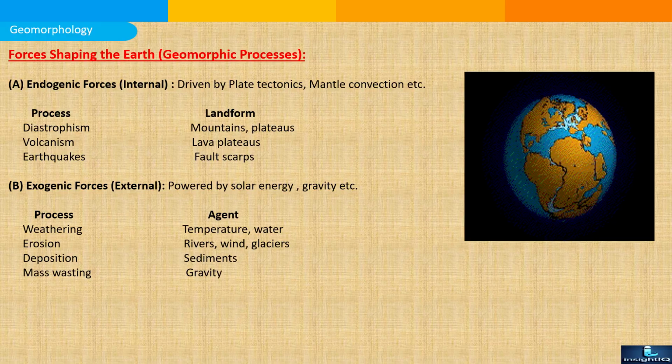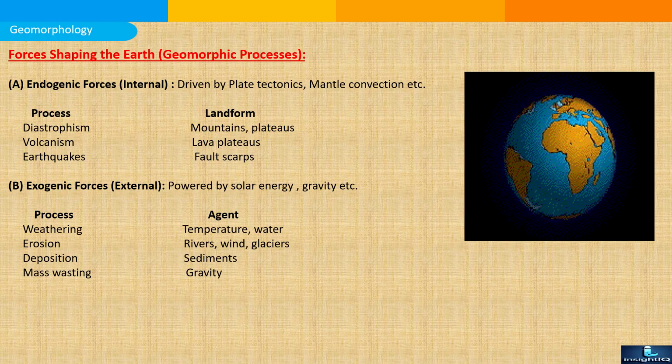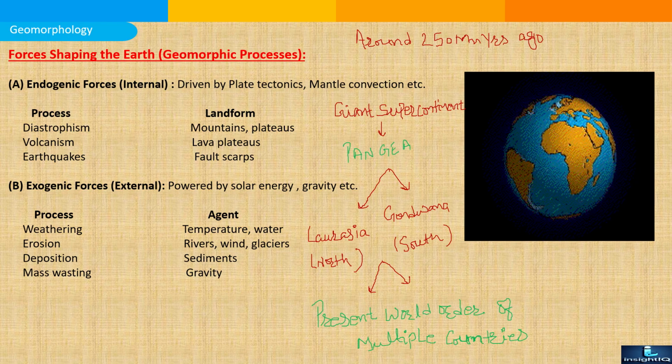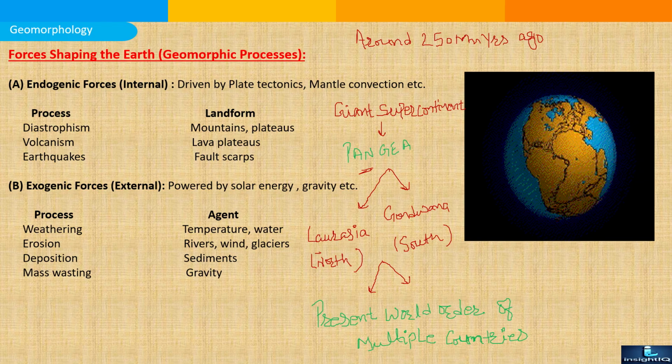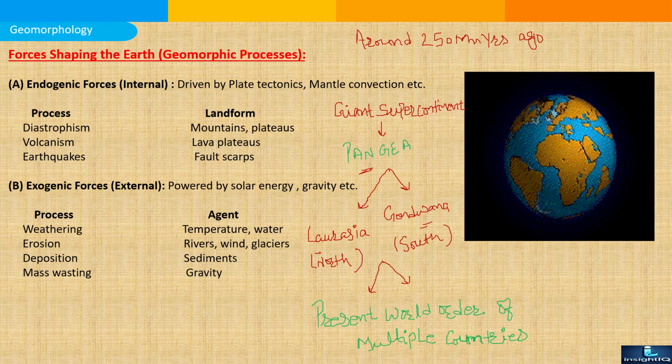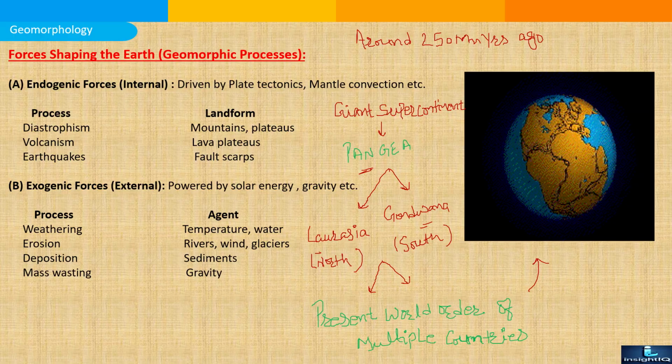Let's understand how forces shape the Earth and what the role of geomorphic processes is in the formation of the mainland. Around 250 million years ago, a supercontinent known as Pangaea broke into two parts, known as Laurasia in the north and Gondwana in the south. Further it broke into a number of pieces, and that gives us the present world order of multiple countries, as shown in this model. So let's understand the forces.